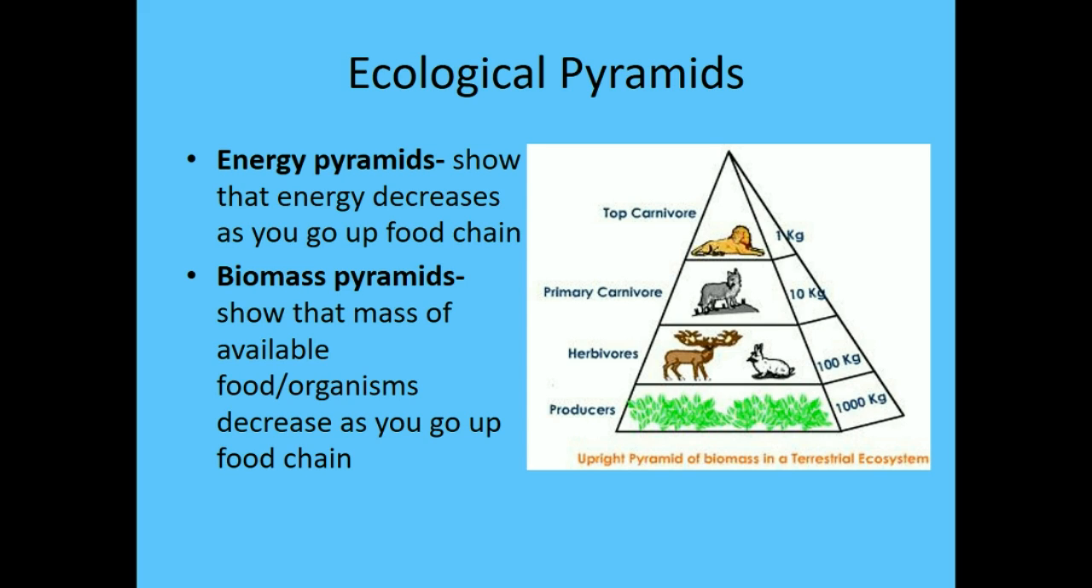Alright, so similar to a food web and a food chain, another representation we can use to talk about energy is a pyramid. Okay, so there are two types of pyramids we'll talk about. They both basically look the same. You have energy pyramids, which show you how the energy decreases as you go up, and then biomass pyramids, which show you how the biomass decreases as you go up.